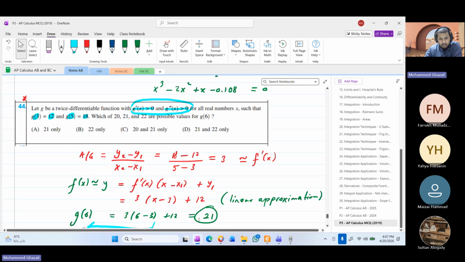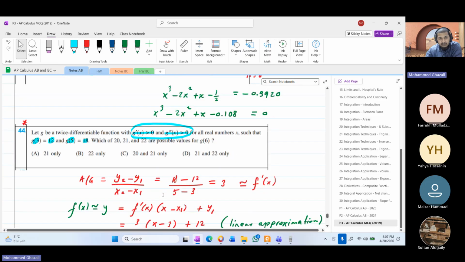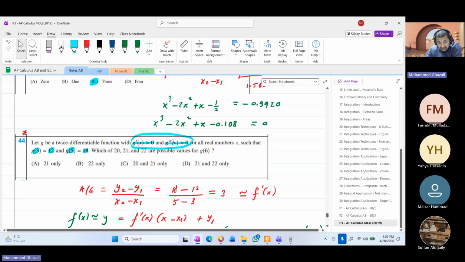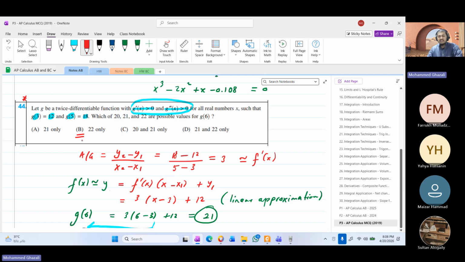Does that make sense? The number 21 is on the secant line. We want an approximation for g of x, which is g of 6. It looks like our function is increasing and concave up. You didn't take these conditions into account. That's why you were getting 21. So the correct answer is 22 only. Does that make sense?